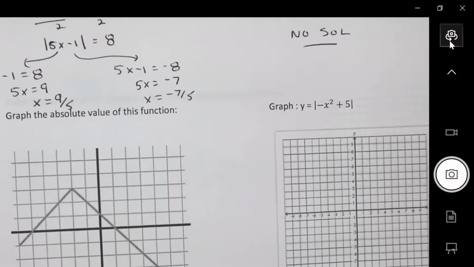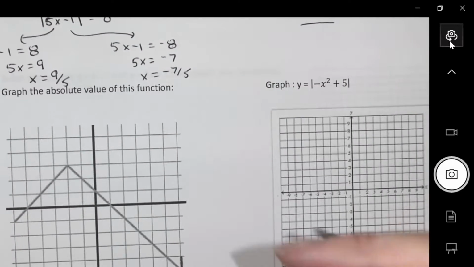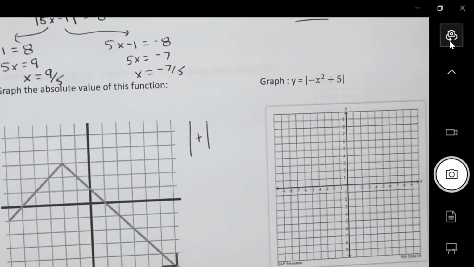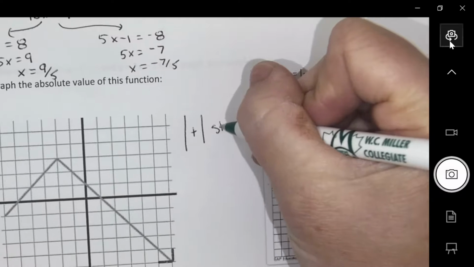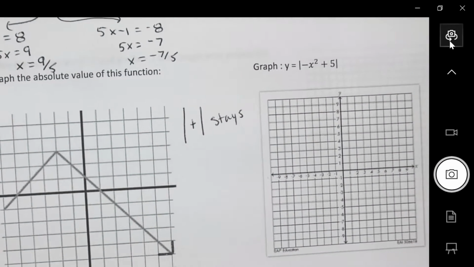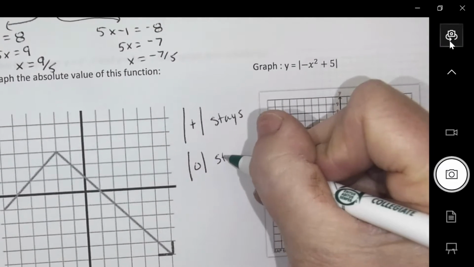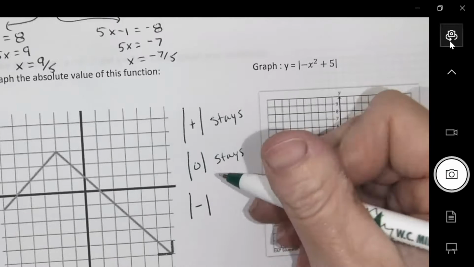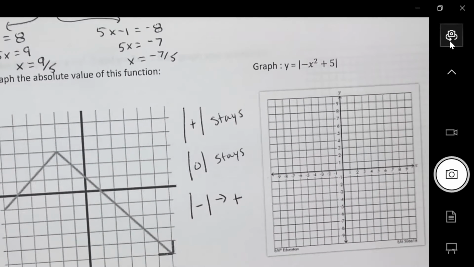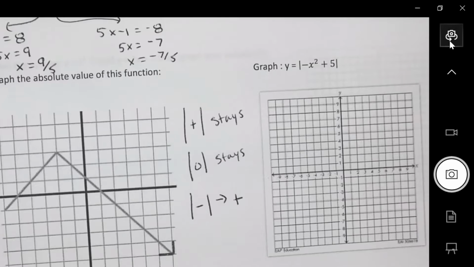Okay, when we're doing absolute graphs, what are the big 3 ideas? What's the absolute value of a positive number? What would you get if you did an absolute value of 8? 8. So what happened? You didn't do anything. What's the absolute value of a number 0? 0. It stays. What's the absolute value of a negative number, like the absolute value of negative 7? What does it do? Becomes positive 7. So those 3 ideas, put that onto the graph.